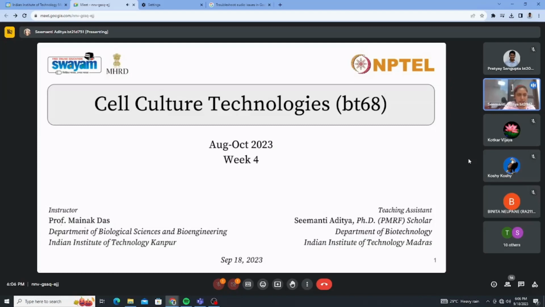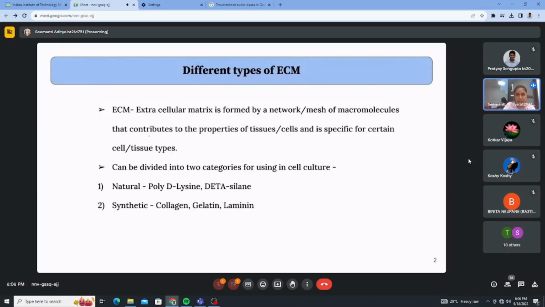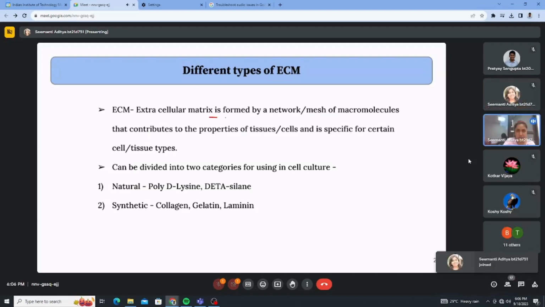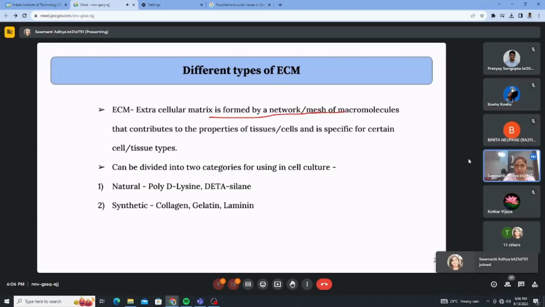Yes. So today we'll be talking about the different types of extracellular matrix, or what we call ECM. ECM is a network, or a mesh, of macromolecules that, in our body under physiological conditions, is made up of different molecules, proteins or carbohydrates that are secreted by the cells, and that allows the cells to adhere to the surface and get nutrients.